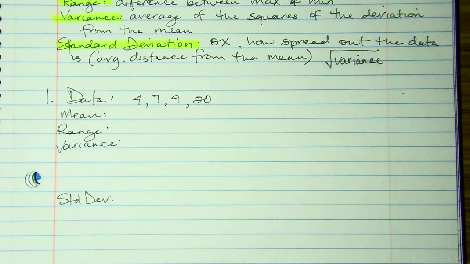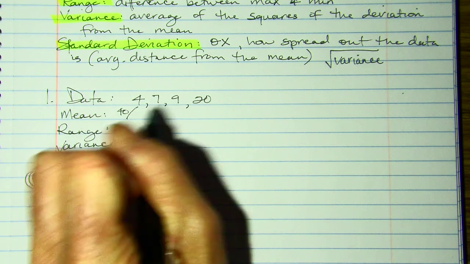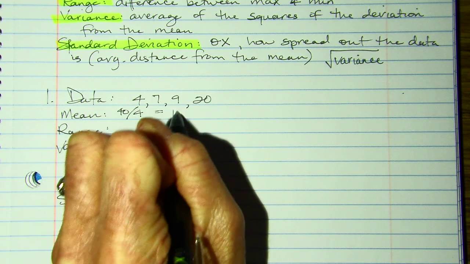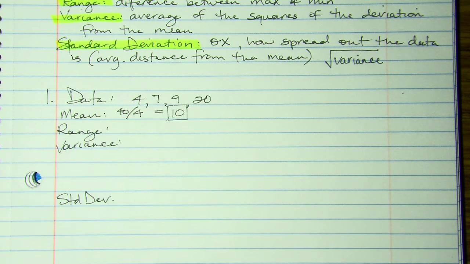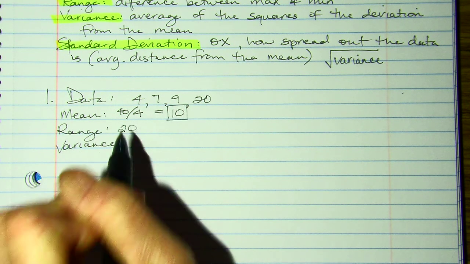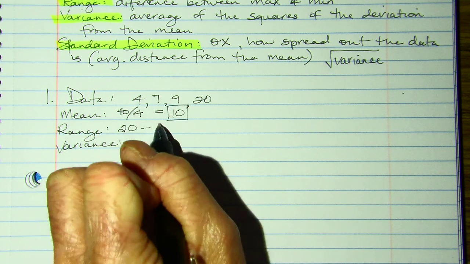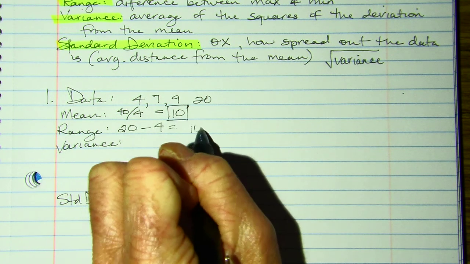All right, so mean, right? You're simply going to add them up and divide by how many there are. So if you add them up, you get 40, and there are 4 pieces of data, so our mean is 10. Range is the largest number, or your maximum, minus the smallest number, or your minimum. And so my range is 16.